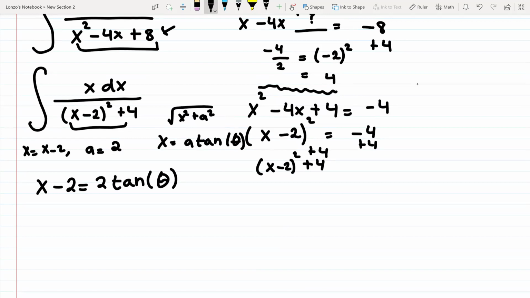What we're going to need is an x minus 2 squared. So let's do that real quick. It's just squaring this. 2 squared is 4, and tan theta squared is tan squared theta.